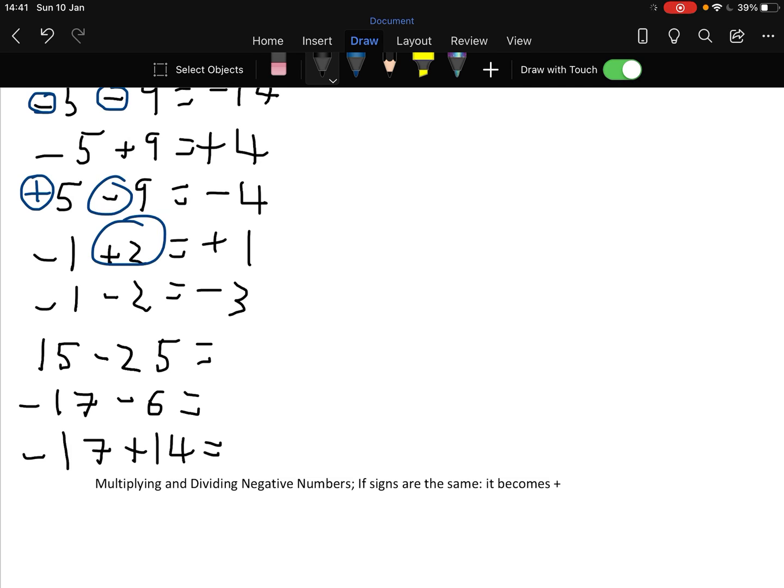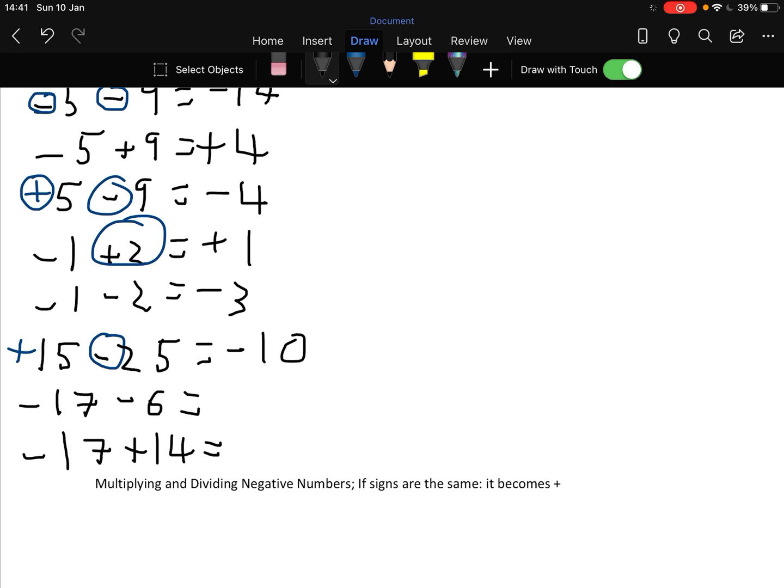Next one down, are they the same? No, they're not. They're different. Why? This is negative and this is positive. So therefore we subtract. So 25 minus 15, what will that get you? 25 minus 15 gets you 10. Which of these is the larger number? 25, so it's minus 10.